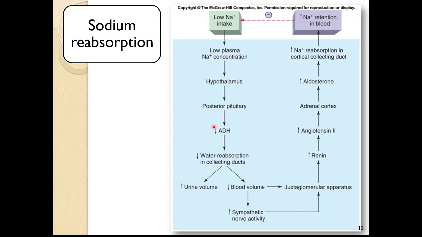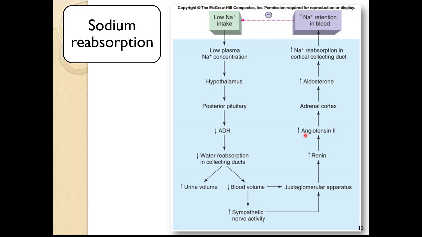This triggers the hypothalamus to decrease its release of antidiuretic hormone. The decrease in antidiuretic hormone causes a decrease in water reabsorption in the collecting ducts of the kidney. This increases urine volume, and this causes a decrease in blood volume. The decrease in blood volume is going to be detected by the JG apparatus. So this is basically where we were at. The JG apparatus begins to secrete renin.